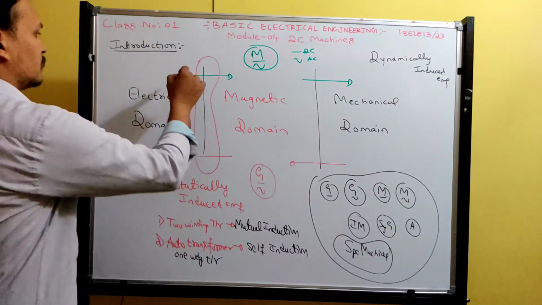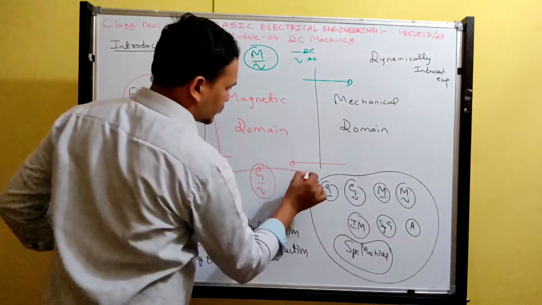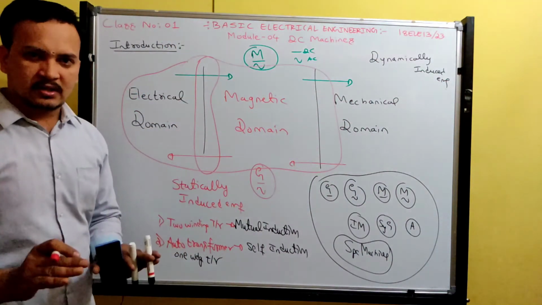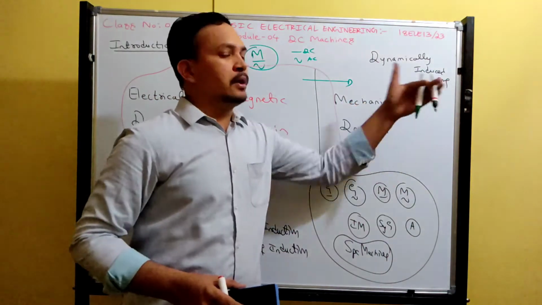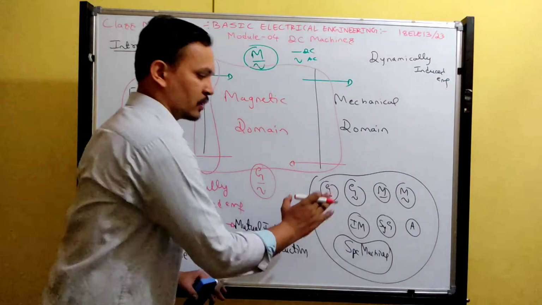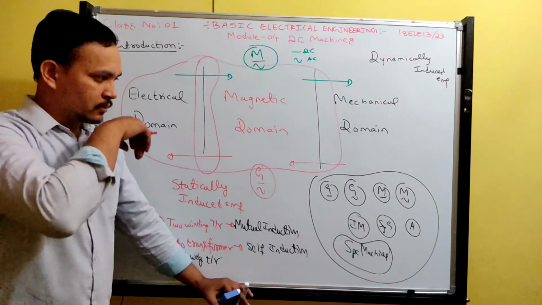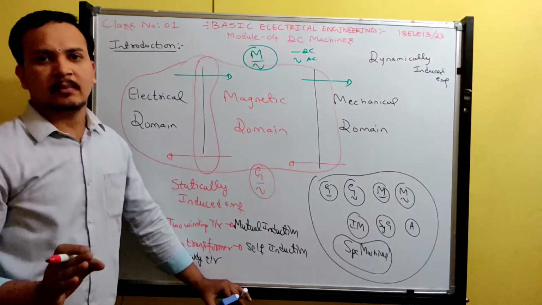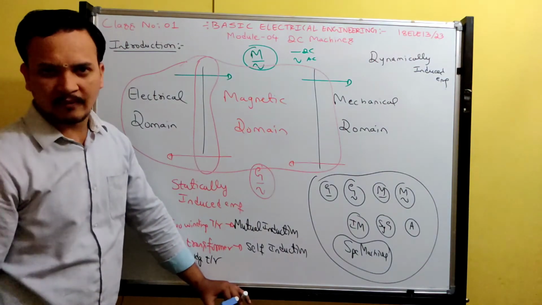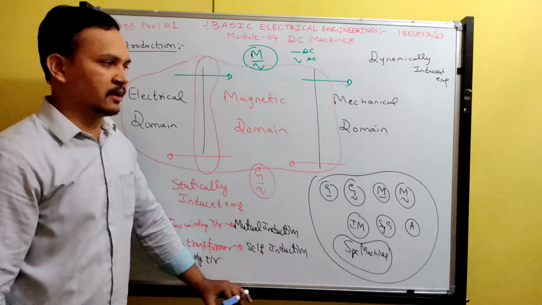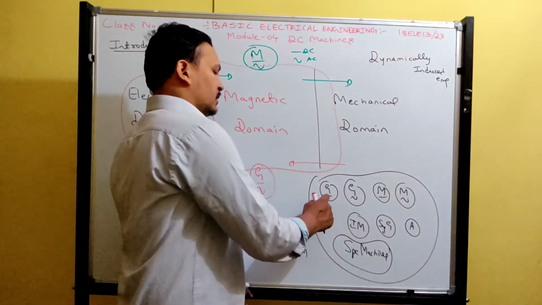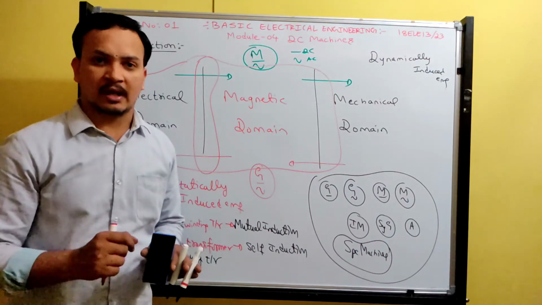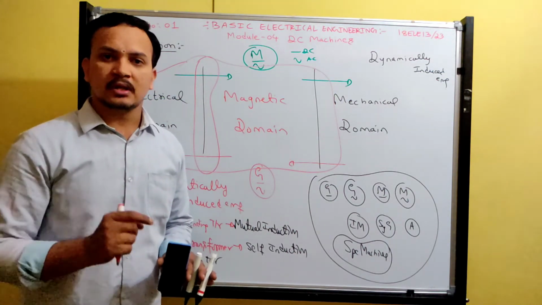So if all these domains are included, then the fundamental electromagnetic induction working principle will be dynamically induced EMF. All these machines basically work on dynamically induced EMF. But the working principle of each and every machine slightly varies. But basically it is dynamically induced EMF. We can see the generator. In a generator, the EMF is induced due to relative motion between the conductor and flux. That is called dynamically induced EMF.